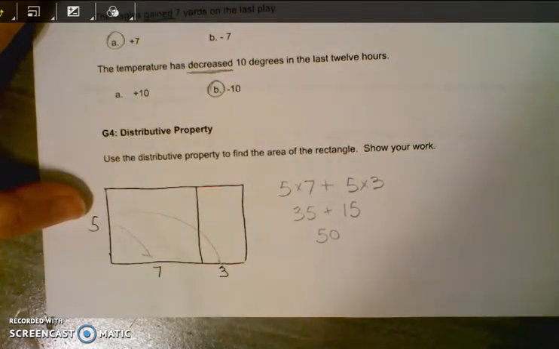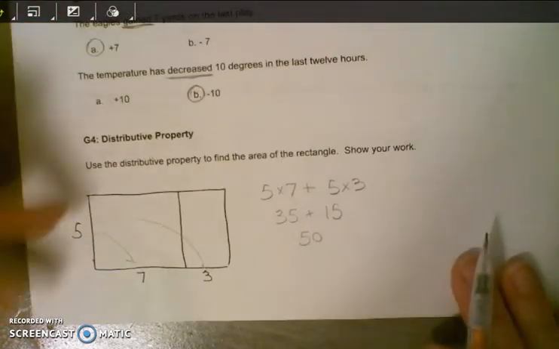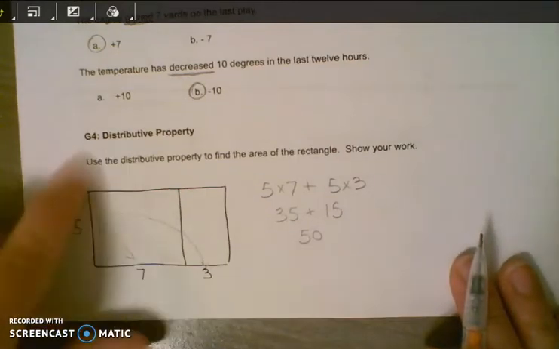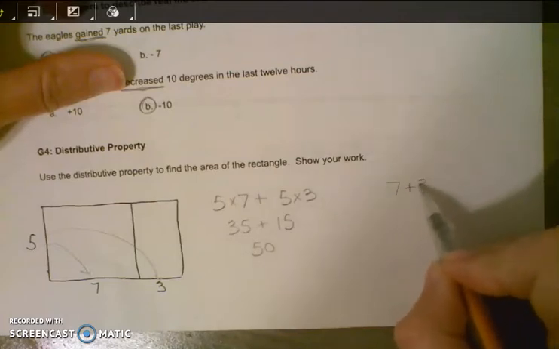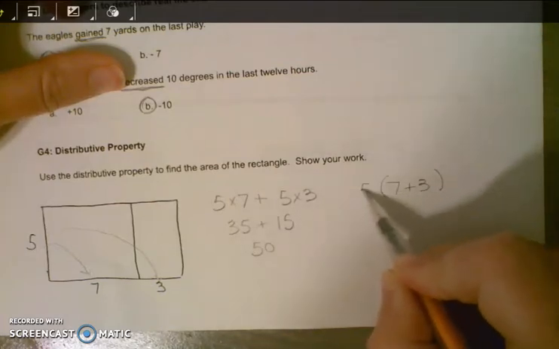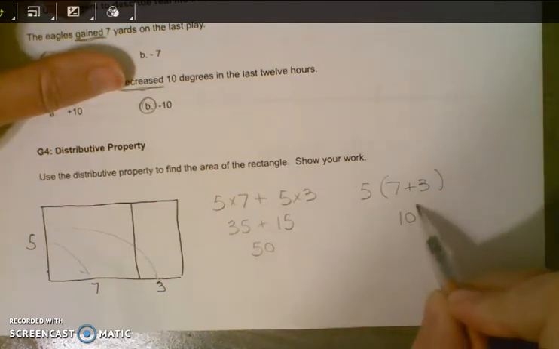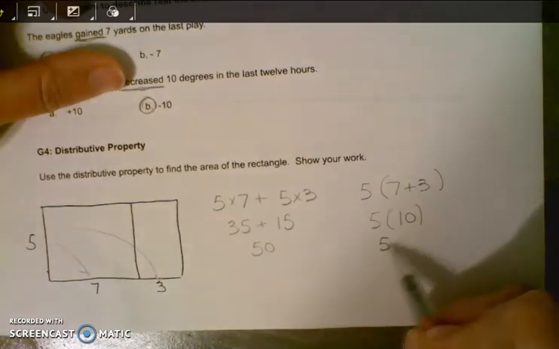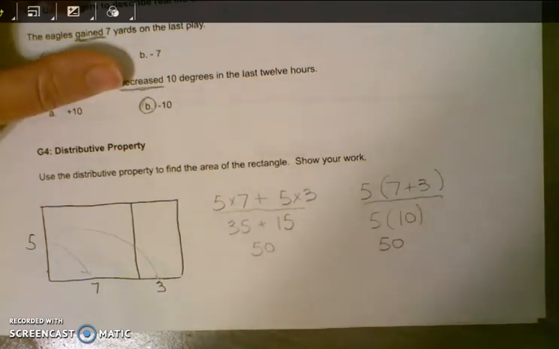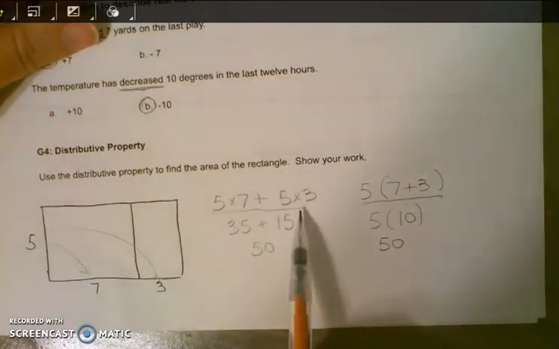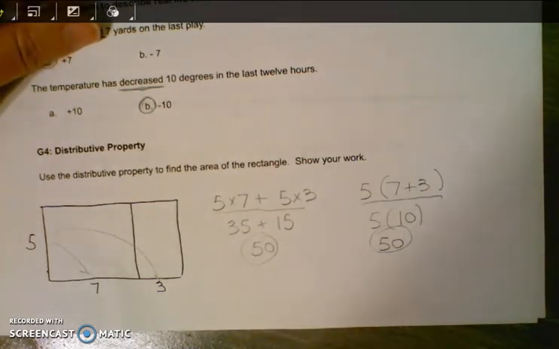Or my second way would be to add the length of this side together and then multiply it by 5, my factor on the side. So I could do 7 plus 3 and then multiply that by 5. In that case, I would do 7 plus 3 is 10, and 10 times 5 is 50. The important thing to remember is that these are equivalent expressions. They get you the same answer either way. Even though they're not written the same way, they do give you the same answer, and that's how the distributive property works.